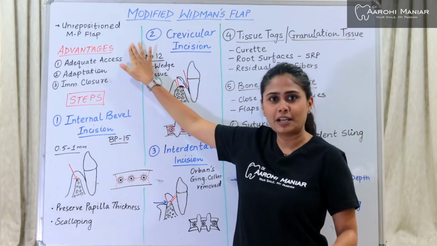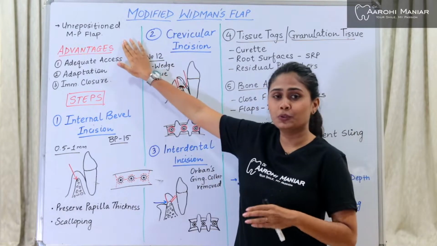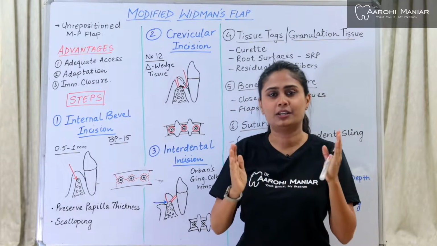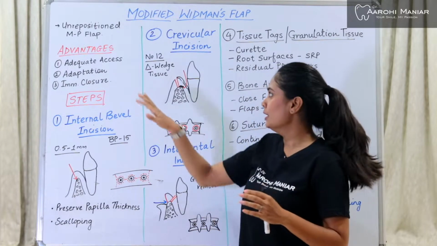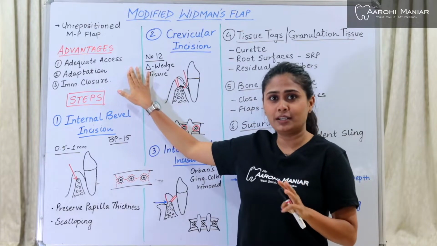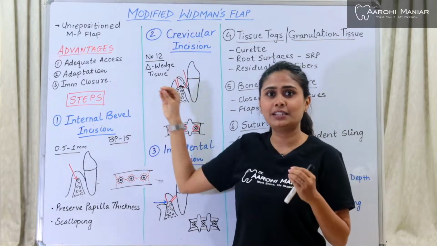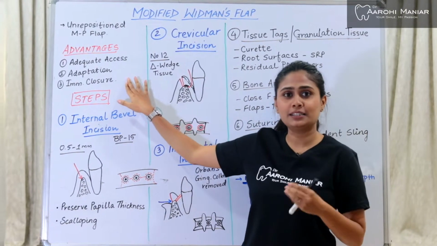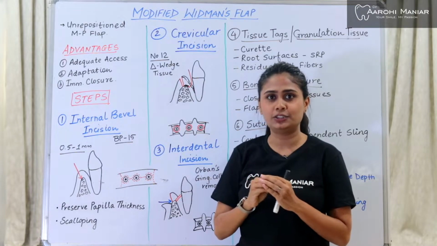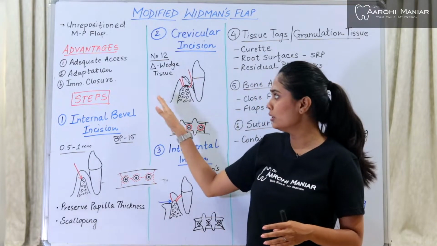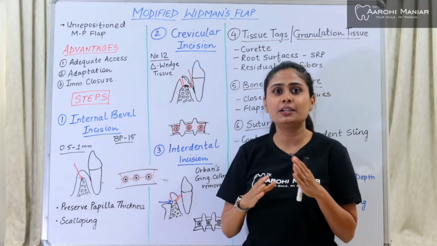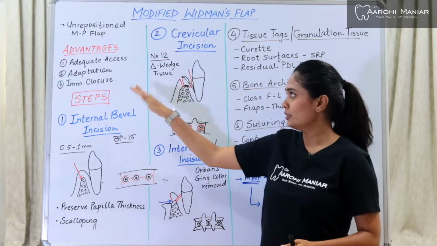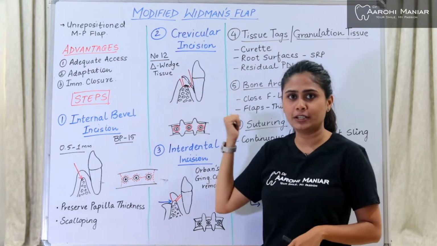So modified Widman flap is an unrepositional mucoperiosteal flap. So in this flap surgery we do not reposition the flap anywhere, we attach the flap at the same level. The three major advantages here are: it provides us with adequate access for instrumentation for our scaling and root planing. The second is it helps to adapt our tissues in very intimate contact with the tooth structure, and the third is immediate post operative closure of the flaps can be achieved here. So these are the three main advantages of our modified Widman flap.